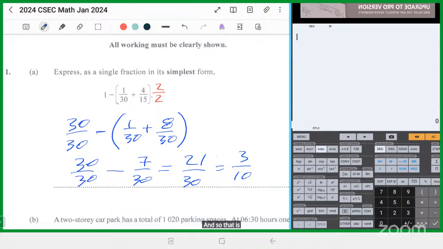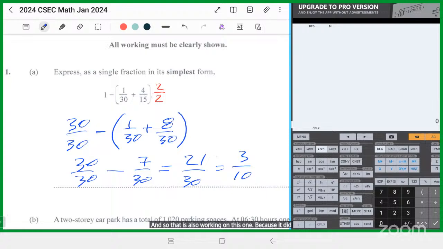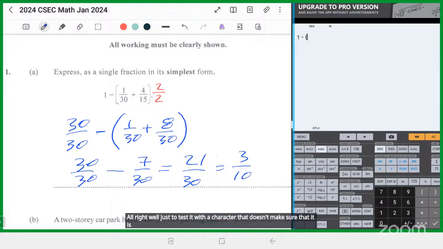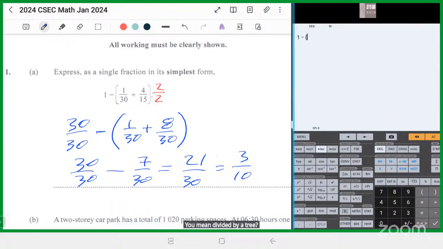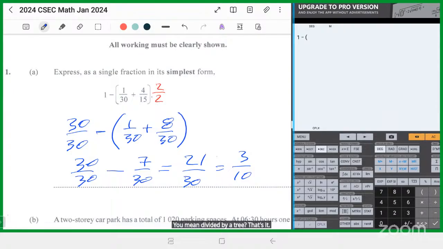We'll just show some working on this one because it did not say use a calculator. But just to test it with the calculator to make sure. Sir? Yes? I think I worded that wrong. You mean divided by 3, not 7, because 7 can't go into 30. Oh, it's 3. Yeah. All right, beautiful. No problem, sir.